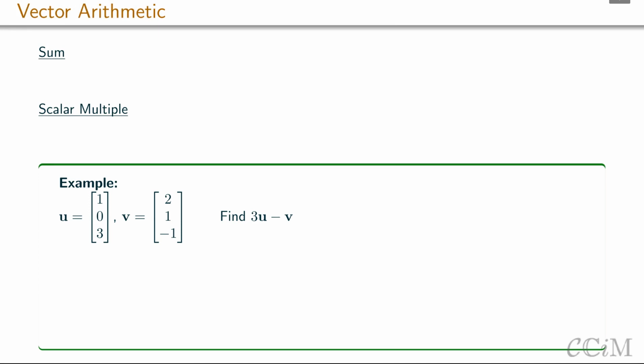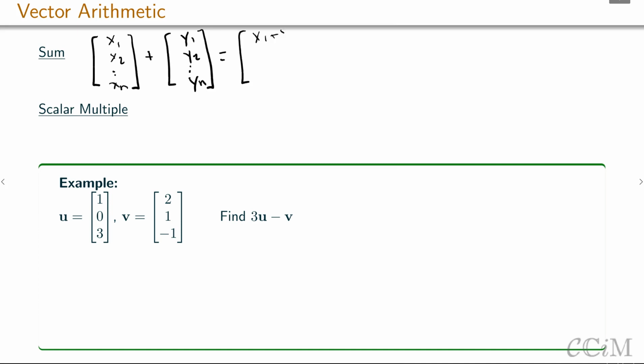Now let's talk about some arithmetic with vectors. We can add two vectors together provided they're the same size. We would add the corresponding entries. So for example, if I had the column vector x1, x2 on up to xn, I could add that to the column vector y1, y2 on up to yn, provided they're the same size. And in order to add these two vectors together, I would just add the corresponding entries. So I would get x1 plus y1 in my first entry, x2 plus y2 for my second entry, and similarly xn plus yn for the last entry.